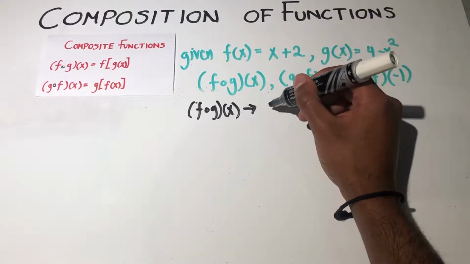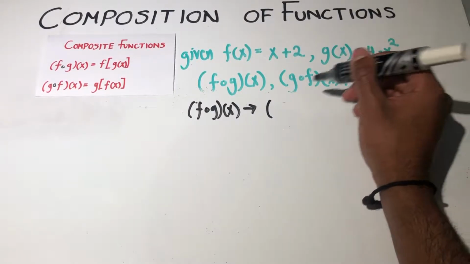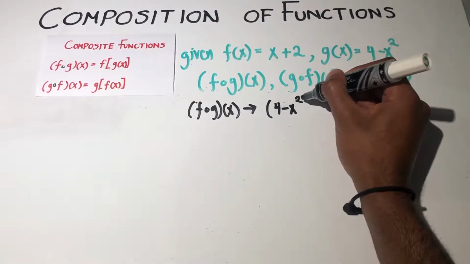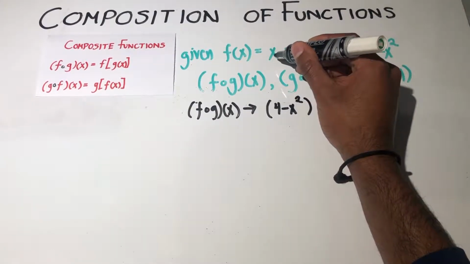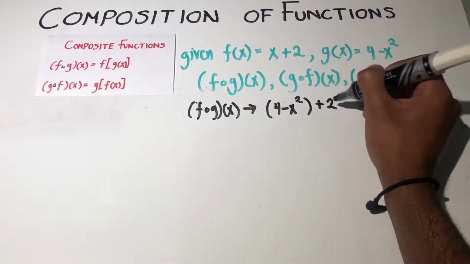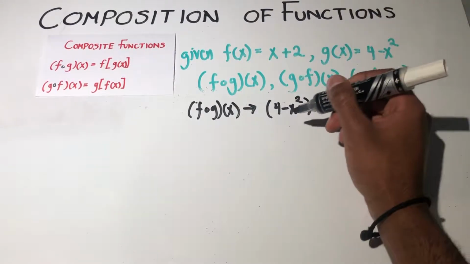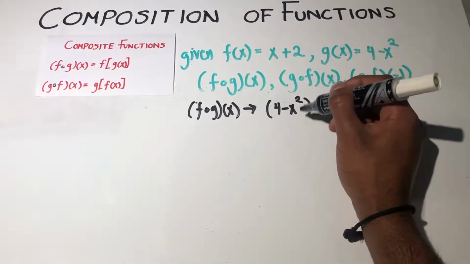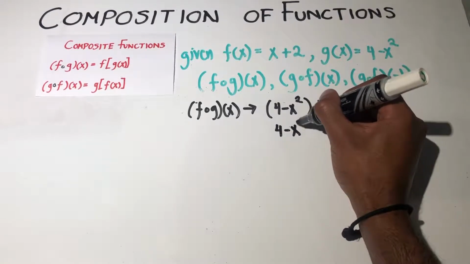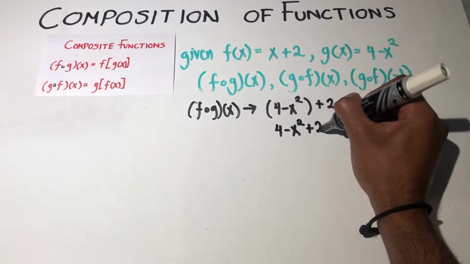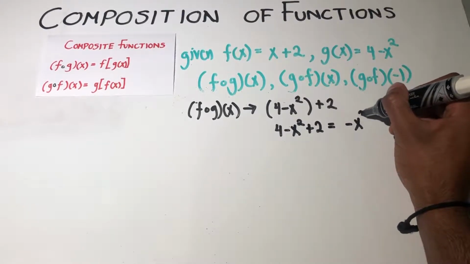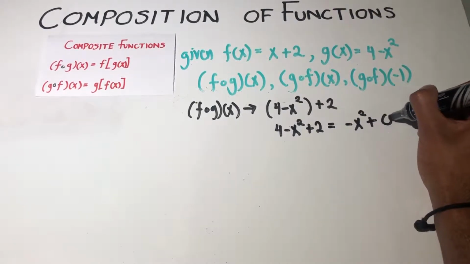So 4 minus x squared, and for x plus 2. Now it's just simple algebra here. If you break down the parentheses, you're going to get 4 minus x squared plus 2. And that's just going to give you negative x squared plus 6.